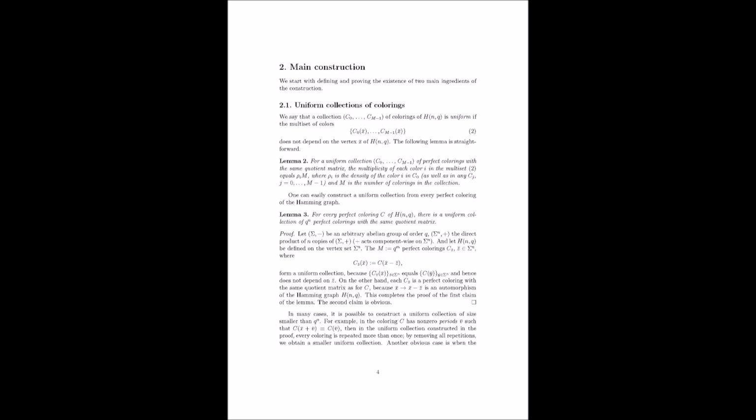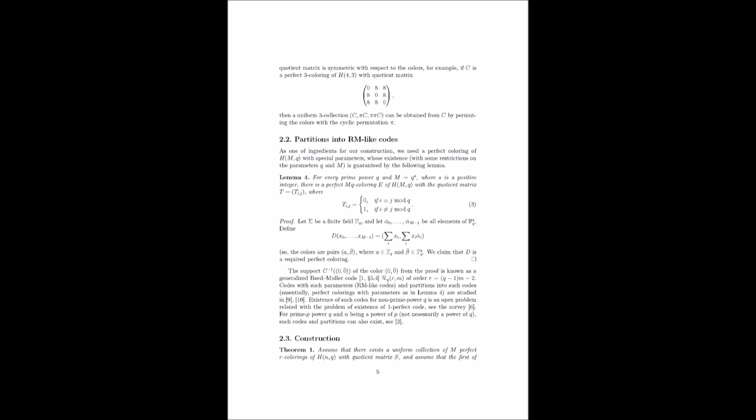So we've got our perfect colorings, our uniform collections, and now these RM-like codes that are like the secret sauce for making everything work. I'm ready to see how it all comes together in the actual construction the paper lays out. All right, let's do it. Theorem 1, that's where the magic happens. It's the blueprint for building these large, efficient colorings. A few steps involved, but we've got all the pieces now. Lead the way. I'm eager to see how this masterpiece unfolds.